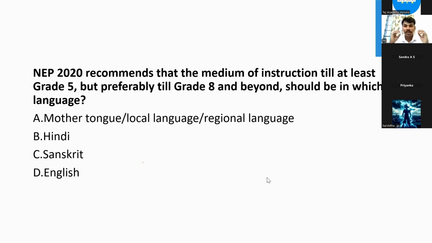So, as I had already discussed, and for those who have not attended the class, NEP 2020 clearly recommends the medium of instruction to be in mother tongue or the regional local language. Why has NEP 2020 recommended this? There are a lot of studies that show that mother tongue or regional language is the first language that children learn at home. In the present scenario, something else is happening.